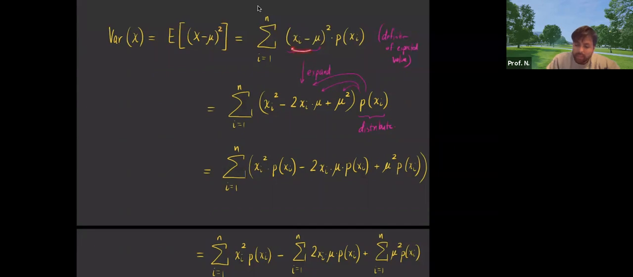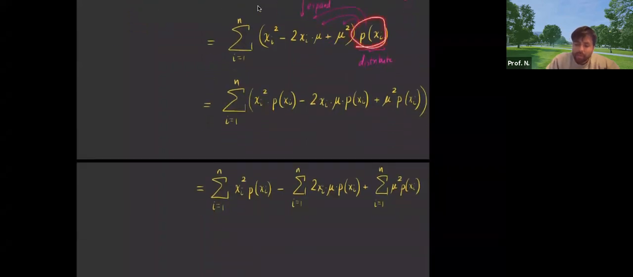I expand this. It's a binomial, so we can expand it. We can distribute the probability for each of these terms. This is what I have. I have 3 terms here being subtracted and added. And then I can reassociate them so that I'm adding all of these first, and then adding all of these, and then adding all of these.